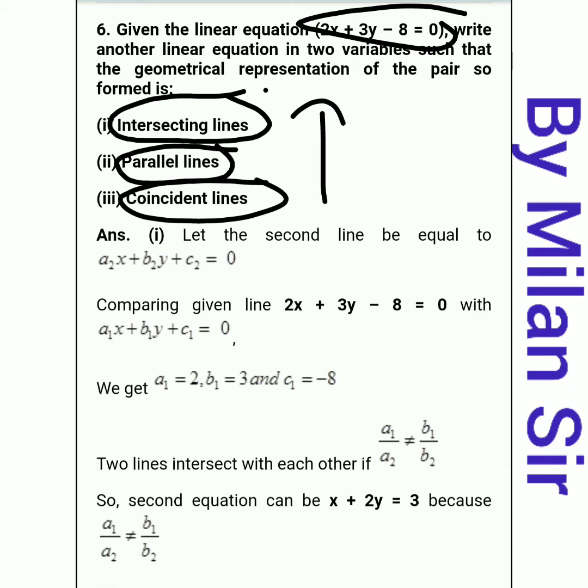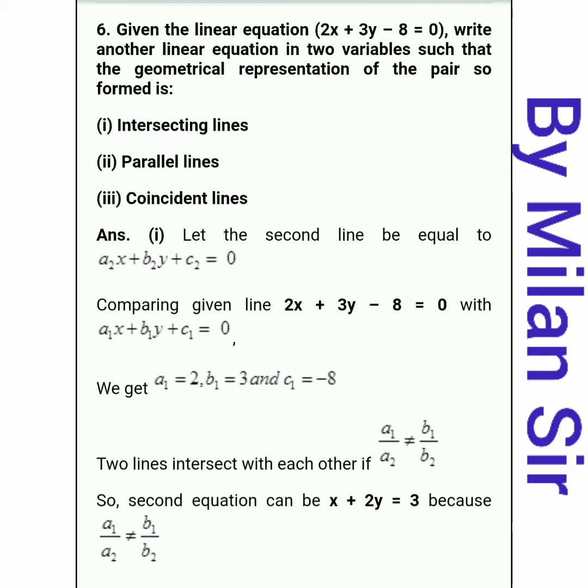So first of all, we start with our first question. It is intersecting lines. Now one equation is given, 2x plus 3y minus 8 equals 0. First of all, we need to think about what the condition of intersecting lines is. We write this condition in our theory part, right? What is the condition of intersecting lines?